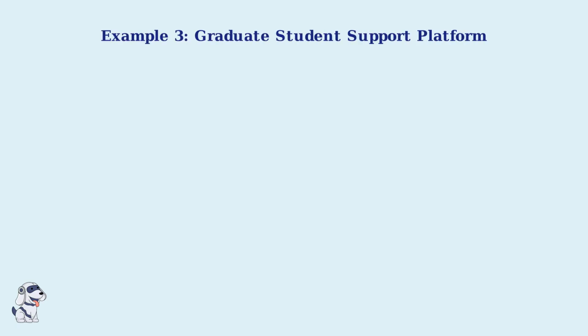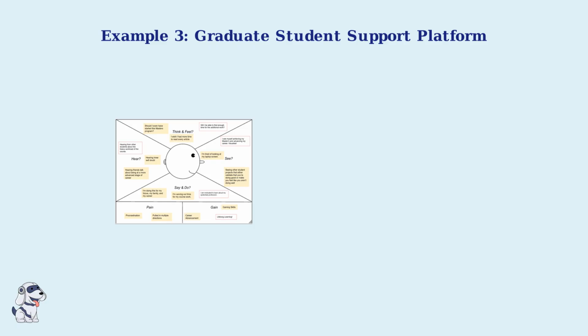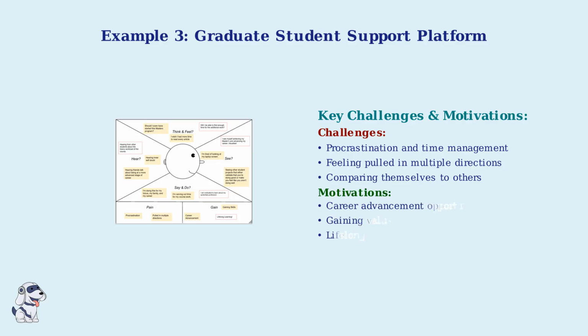An educational technology company created an empathy map for graduate students to understand their unique challenges balancing work, study, and personal life. The empathy map revealed that graduate students experience procrastination, feel pulled in multiple directions, but are motivated by career advancement and lifelong learning goals.